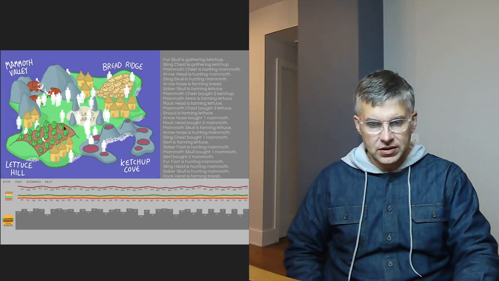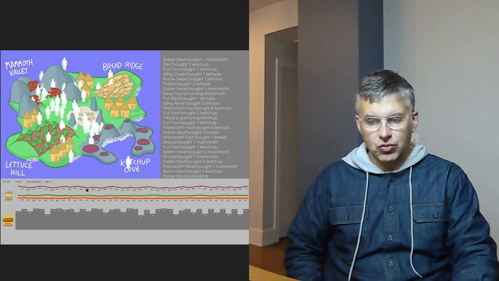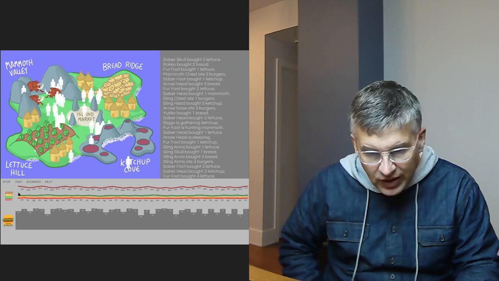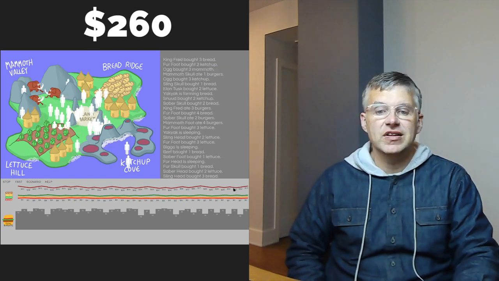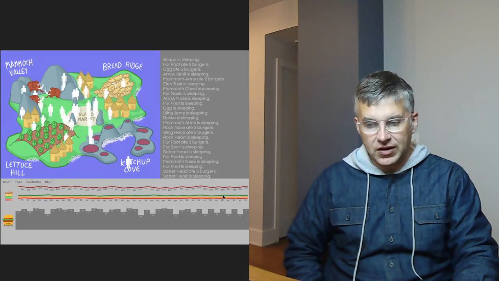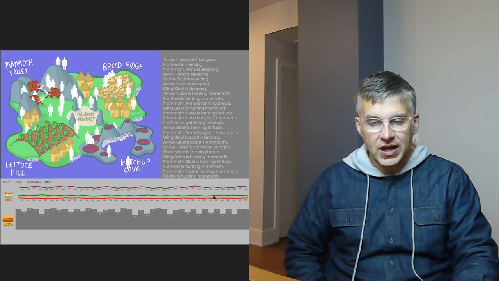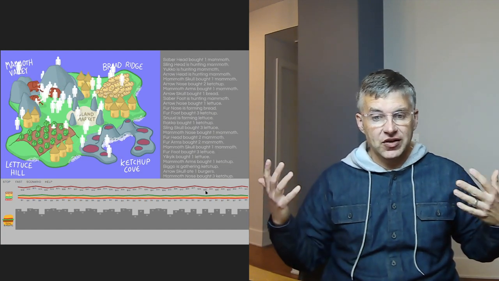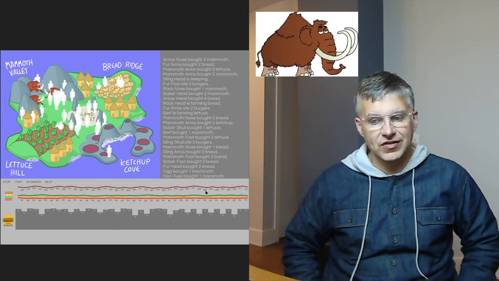Now, as you can see here, we have some graphs that show us what's happening in the market every day. So you can see right now throughout the day, the price of mammoth is around $260 per unit of mammoth resource. And you can see that the other resources are a lot less expensive, and the cheapest is ketchup. And the reason for this, of course, is that there's a larger supply of ketchup because it's easier to gather ketchup than it is mammoth.